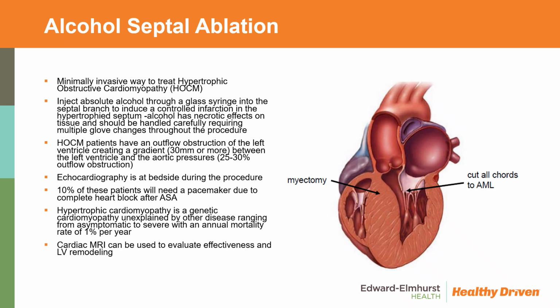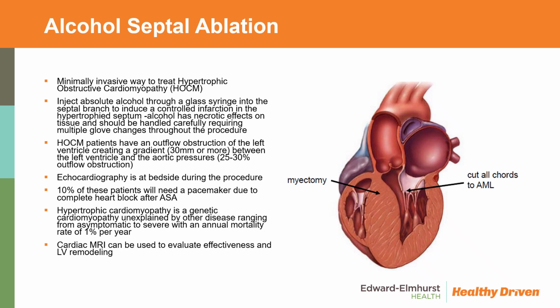Alcohol septal ablations are procedures we don't do very often, but when we do, they're a pretty big deal. These are a minimally invasive way to treat hypertrophic obstructive cardiomyopathy, that overgrowth of the septum. We inject absolute alcohol through a glass syringe into the septal branch to induce a controlled infarction in the hypertrophied septum. Alcohol has necrotic effects on tissue and should be handled carefully, requiring multiple glove changes throughout the procedure. HOCM patients have an outflow obstruction of the left ventricle, creating a gradient of 30 millimeters or more between the left ventricle and the aortic pressure, so a 25 to 30% outflow obstruction.